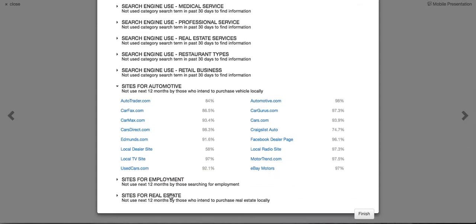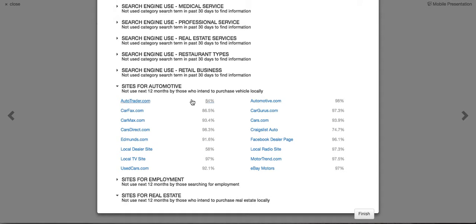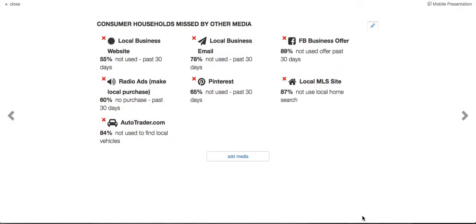Say, what about real estate? You come down here, and maybe they're thinking about a campaign for realtors. You click on the local MLS site. They say, wait a minute, let's go back to the automotive. And they say, look at that, I want information on Auto Trader. Wow, this is great. This is phenomenally useful. You see, you get the idea. You can be that resource for the agency.